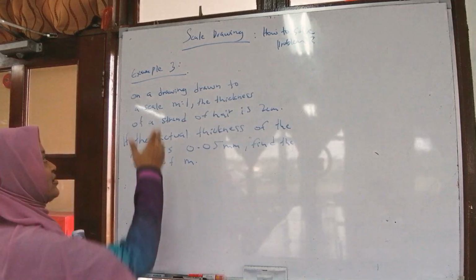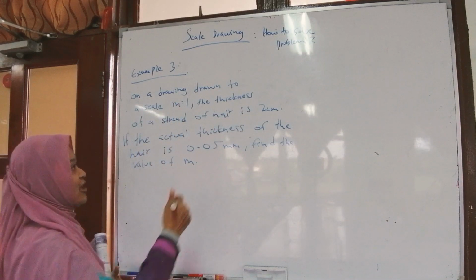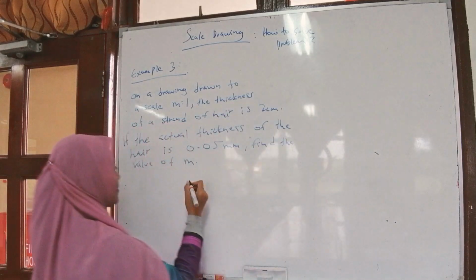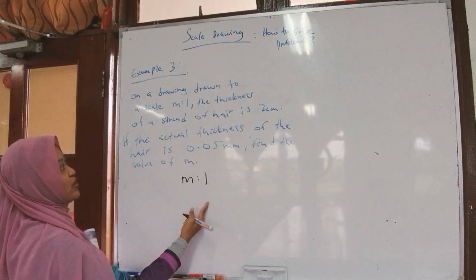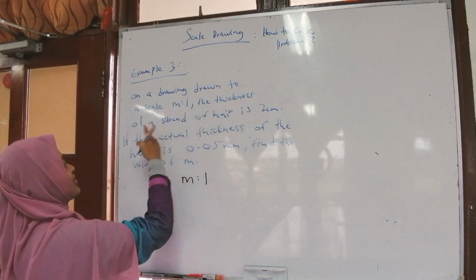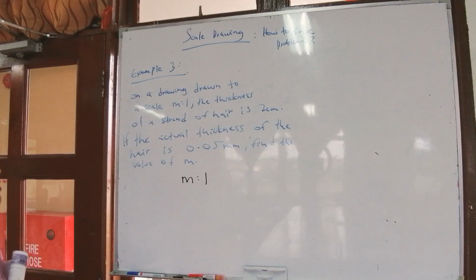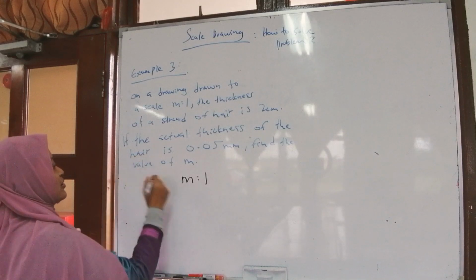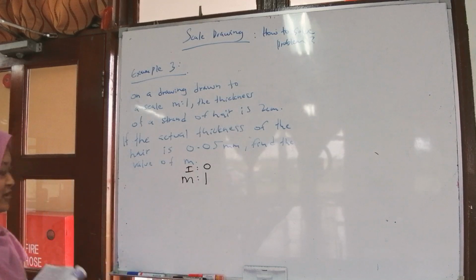So from here, you realize that they give the scale factor as m to 1. Maybe I can write here, m to 1. Then they say the thickness of a strand of hair is 2 cm. So this is I, O.